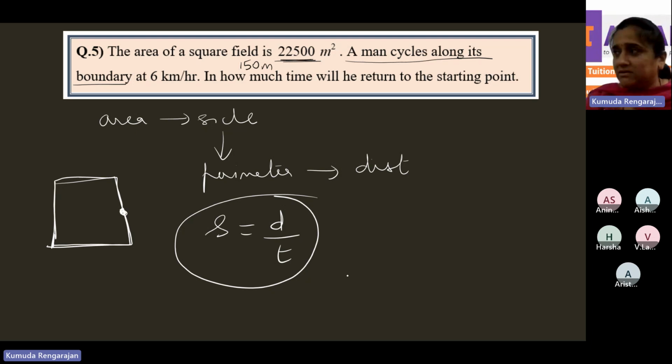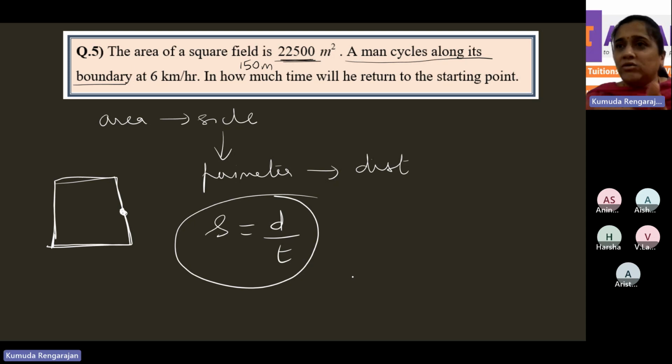So we know the speed and we also know the distance because that's nothing but the perimeter. Put it in this formula and find the time. And that's the time taken by the man to return to the starting point. Now, your question may be, how many rounds did he go? Nothing is mentioned. That means only 1 round.